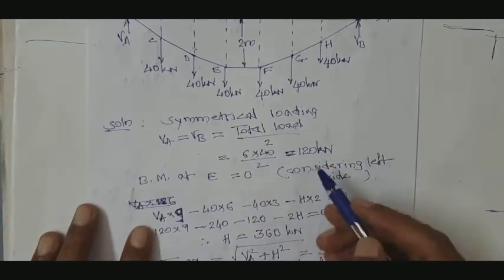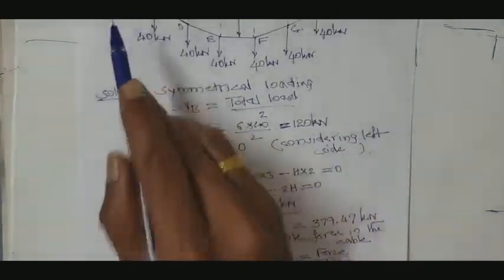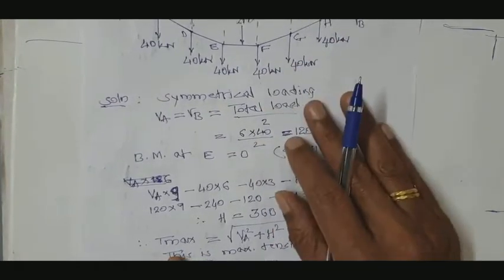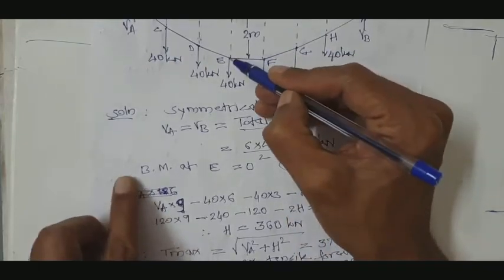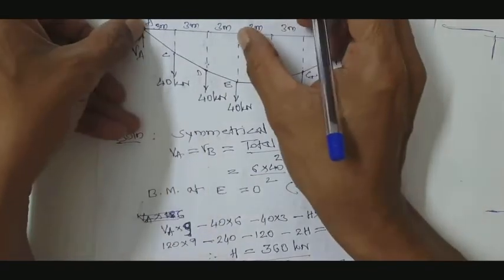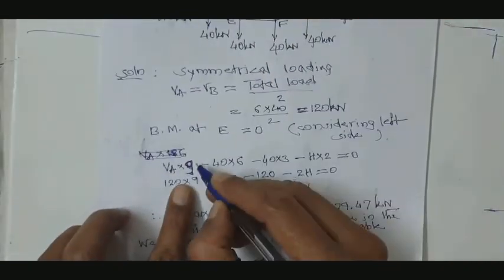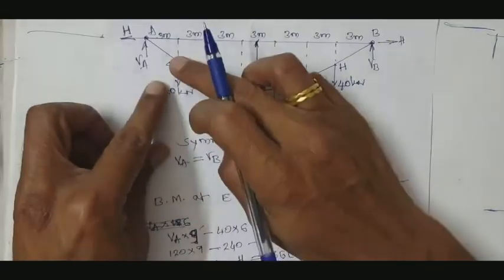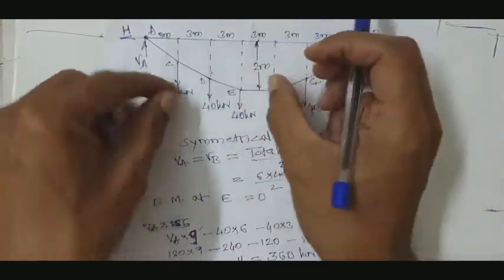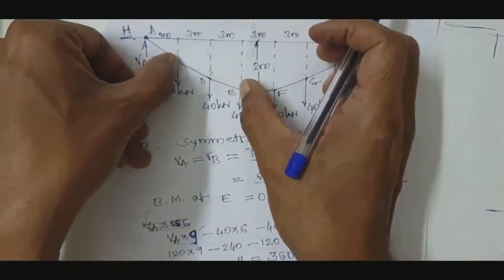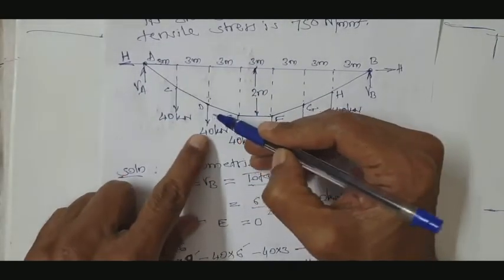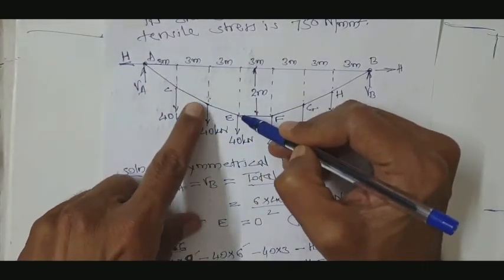Next, after calculating VA and VB, you have to calculate the bending moment where the dip is known. E dip is known, F dip is also known. So if you calculate the bending moment at E, considering the left side, VA into this much. What is this? VA into 9. Then minus, this is anti-clockwise, so minus 40 into this much. What is this much? It is 6. Say minus 40 into 6. Next, this load. Again minus 40 into 3.